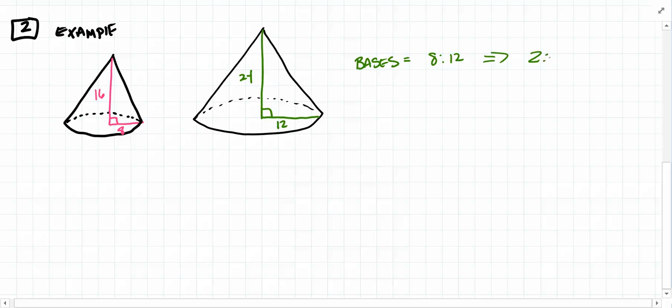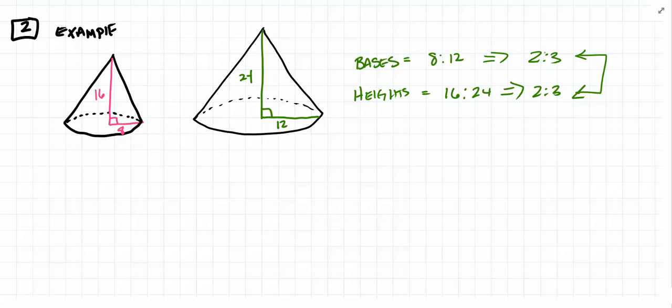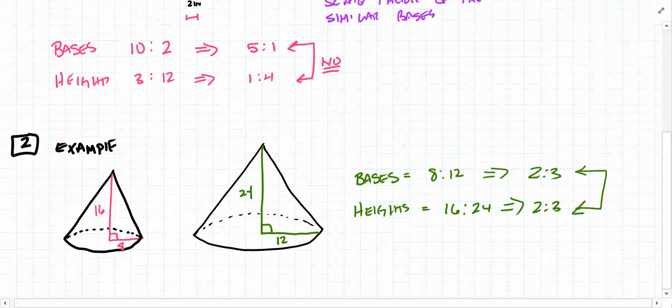Now let's take a look at their height. Going in the same direction, if I go from 8 to 12, I better go 16 to 24. 16, yeah, that's the height of this one. 16 to 24. So what does that simplify to? 2 to 3. Are these the same? Yeah. So the heights are in the same ratio as the scale factor of the bases. That's what number 2 says up here. Their heights are in the same ratio as the scale factor of their bases.